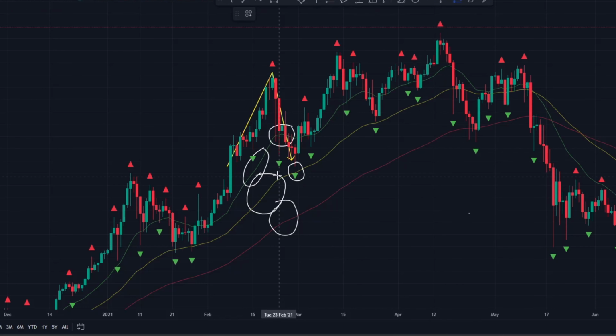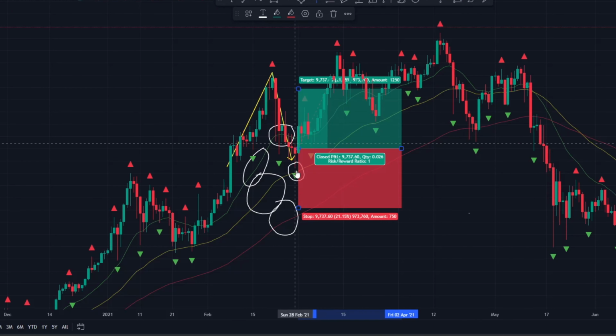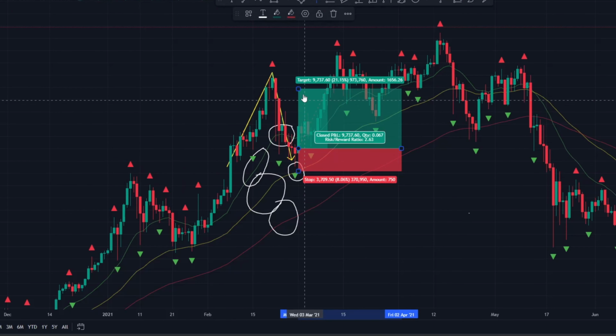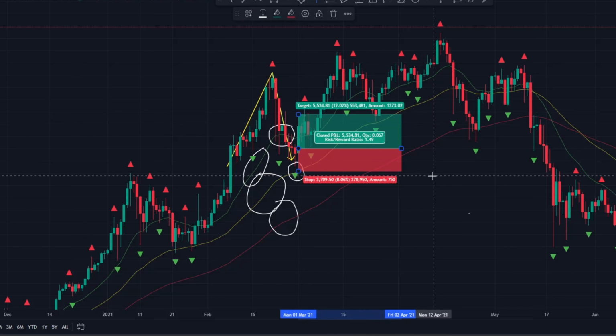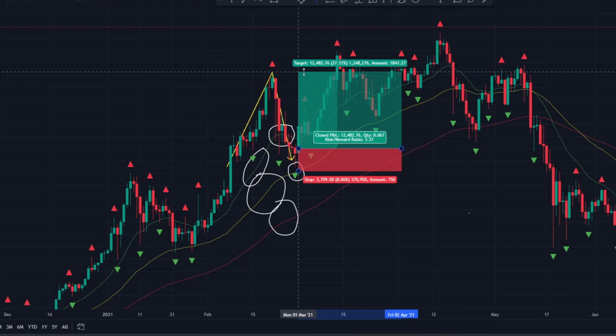For risk management, place your stop loss just below the 50-day moving average, yellow line, to protect yourself in case the trade goes against you. Set your take profit target at a 1.5 risk to reward ratio, but I prefer a target on previous high.